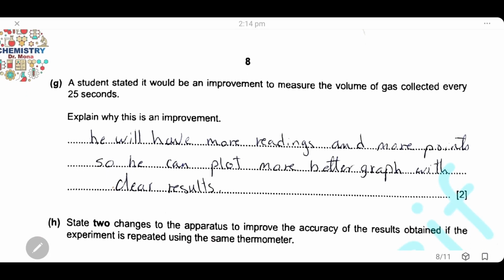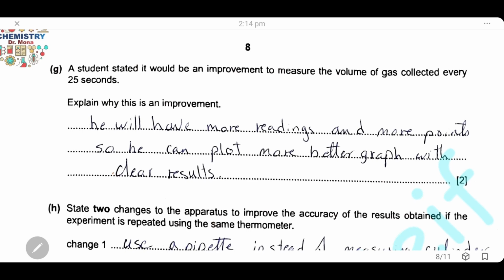A student stated it would be an improvement to measure the volume of gas if we collect the gas every 25 seconds. Explain why this is an improvement. This will be an improvement because we have more readings and more points, so we can plot a better curve with clear results.